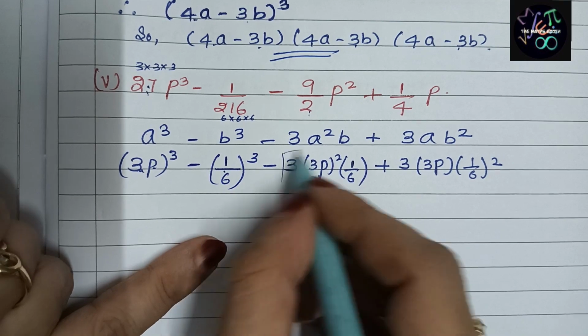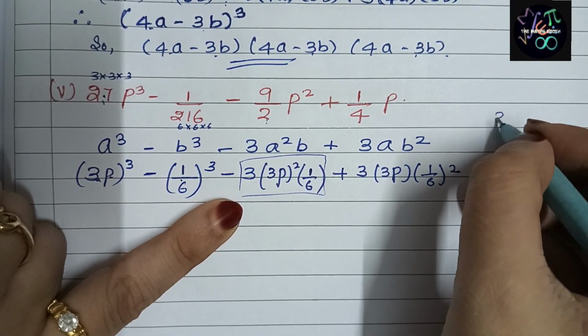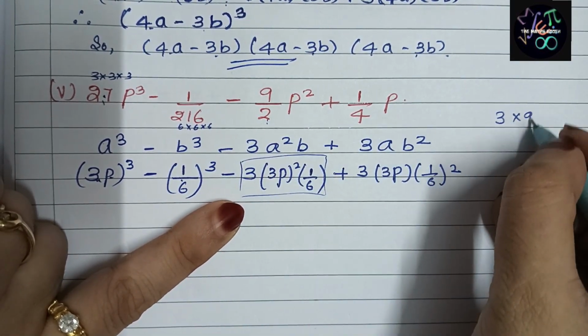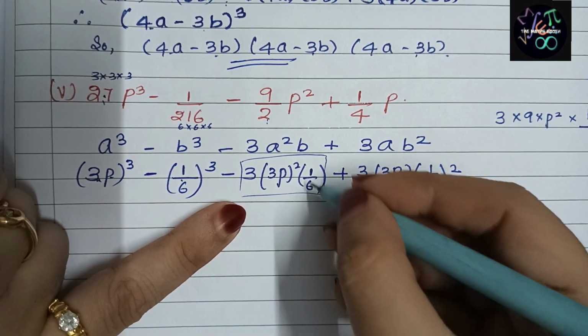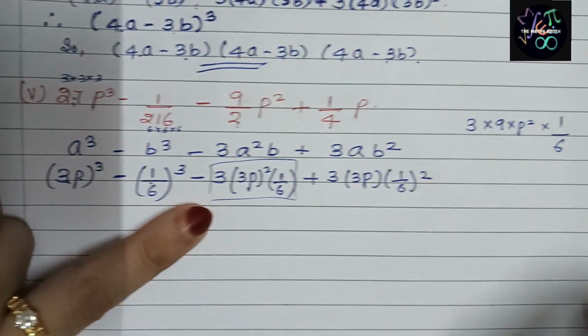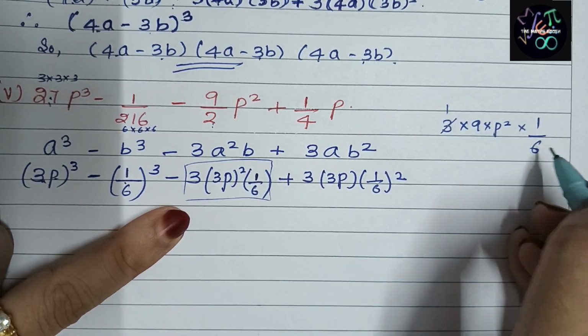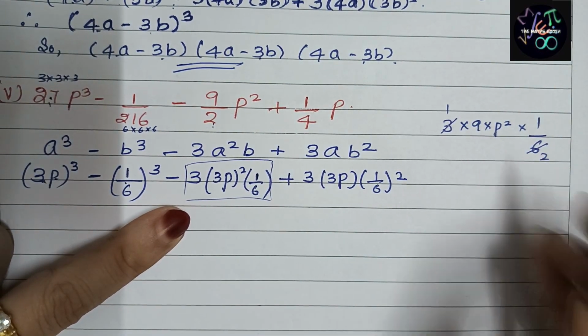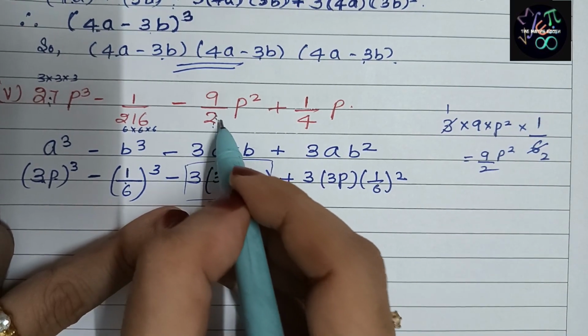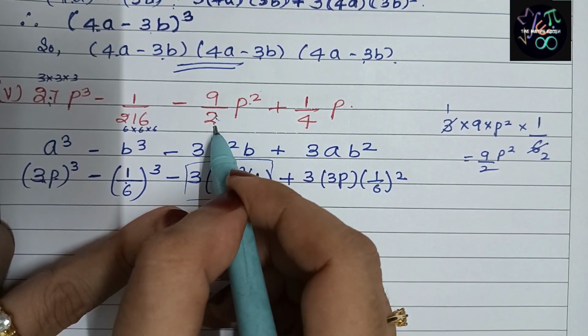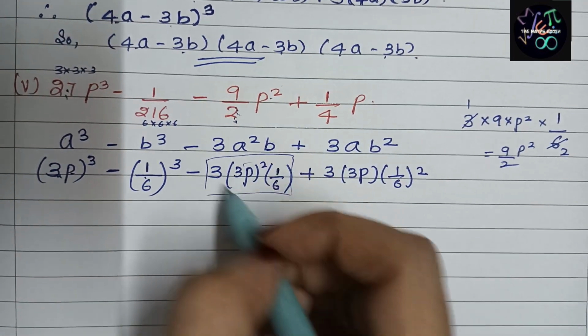If you want, I'll solve this part and show you here. See, 3 into 3 square is 9. P into P square into 1 by 6. Okay, now see here. 3 1s are 3, 3 2s are 6. Okay, we got what answer? 9P square by 2, and we have here 9P square by 2. Understood how we got it? So we automatically get the question.